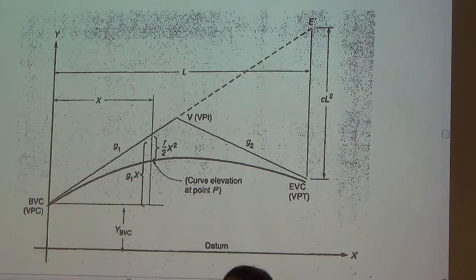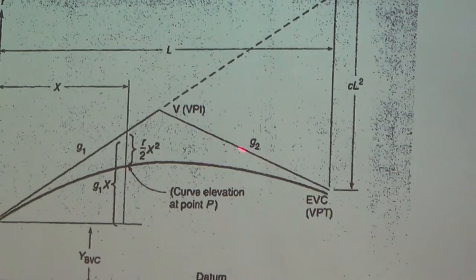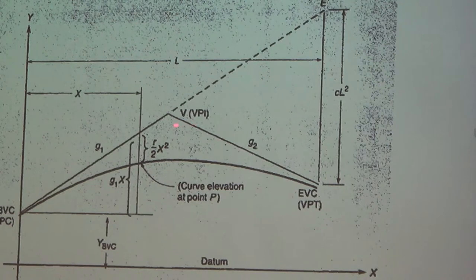I'm on page 77. Okay, are you looking up here? Let's see, I think I got this to work, right? So, this is what the ground looks like. G1 represents the grade of the ground surface on the left side, and G2 represents the grade of the ground on the right side. And we're going to come through and put in a vertical curve.